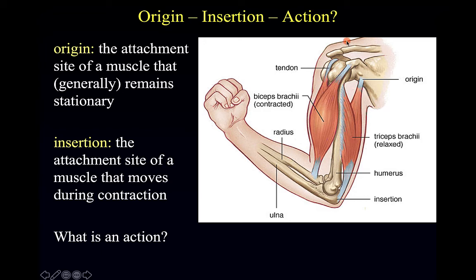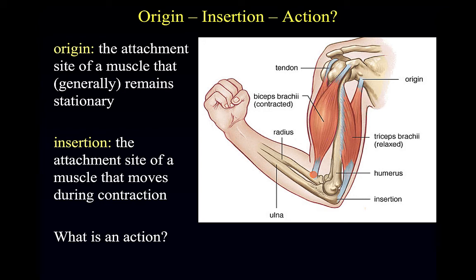But most of the time, we're going to find that origins, like in this case, the coracoid process and supraglenoid tubercle of the scapula, are going to remain stationary during the contraction. And down on the other end, in this case the radial tuberosity, being the insertion of the biceps brachii, that's the insertion because it's going to move during the contraction. In other words, as I contract my biceps brachii, I'm going to pull the radius closer to the scapula. And that's generally what's going to happen.